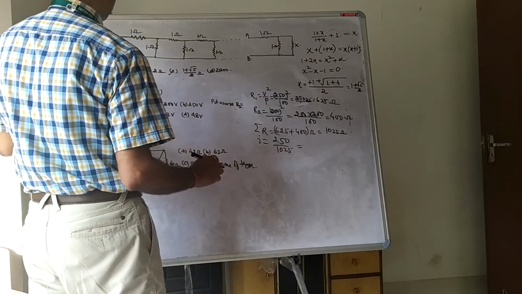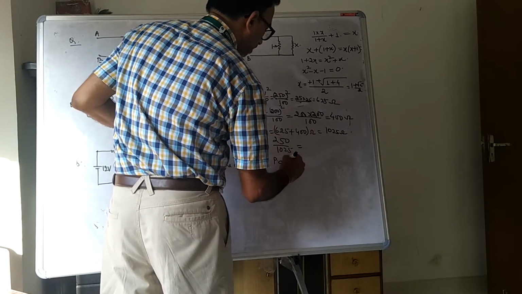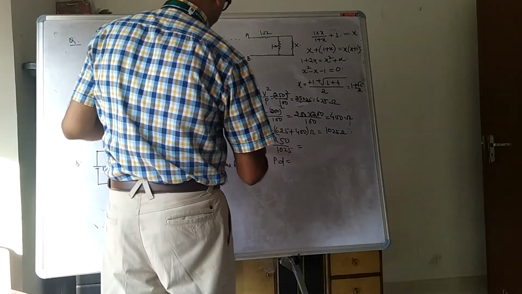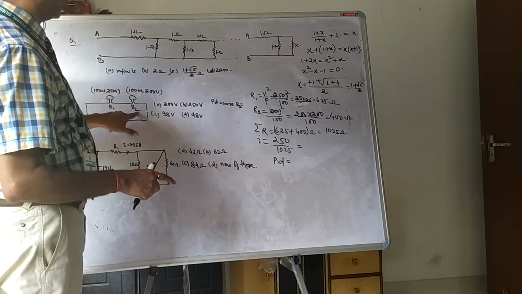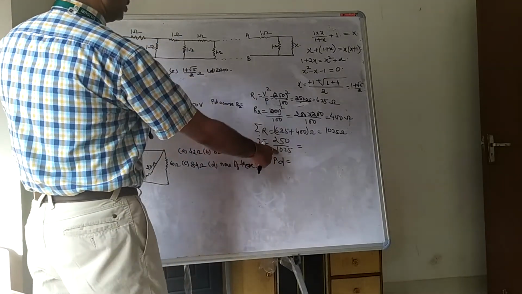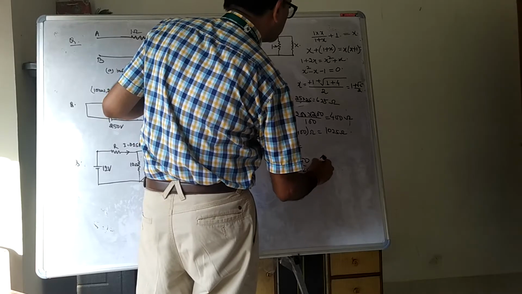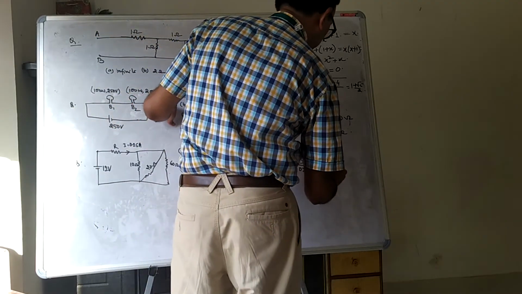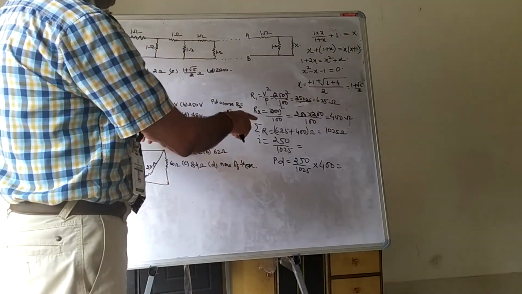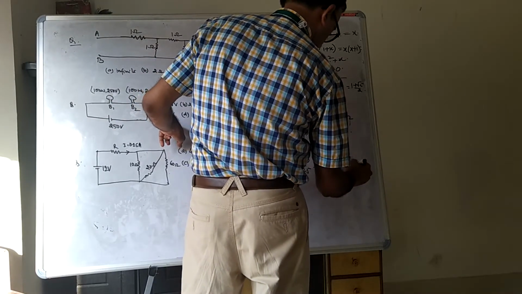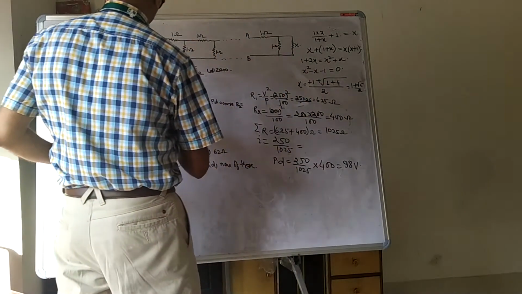So then what is the question? The question is the PD across B2. So the PD will be I into R. Since they are connected in series, the current remains the same. So I into R, where I is this much, multiplied with the resistance of the second bulb. So 250 by 1025 into 400. When you solve, it will come less than 100, that is 97 point something, so it will be 98 volt. So the option is C.